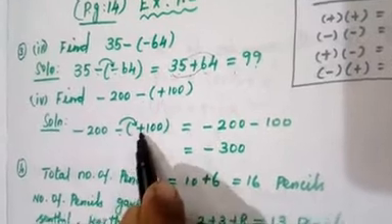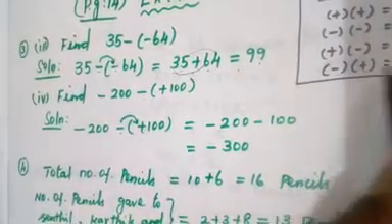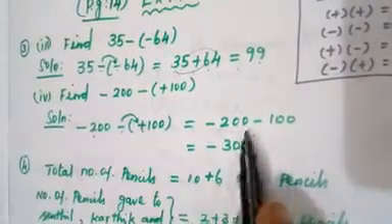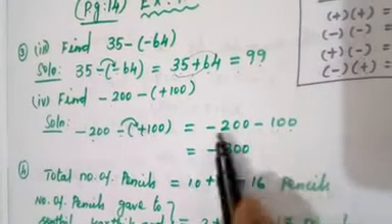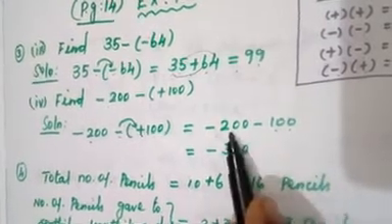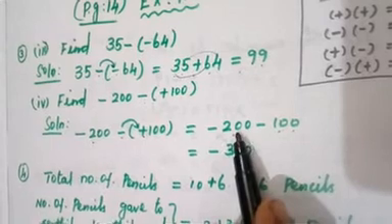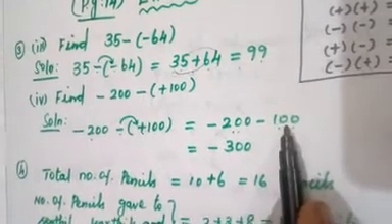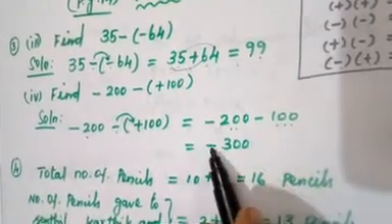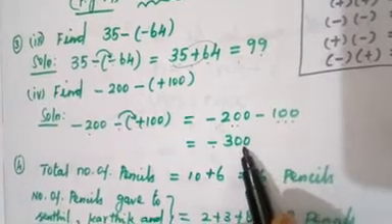Next, minus 200 minus of plus 100. So minus into plus is minus, so minus 200 minus 100. These two are the same sign, so you have to add. Same sign means we have to add: 200 plus 100 is 300. Then finally we use the same sign, so minus 300.